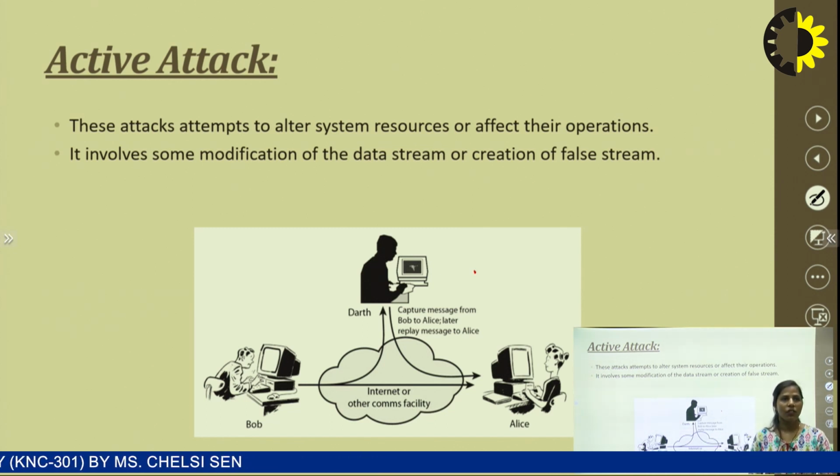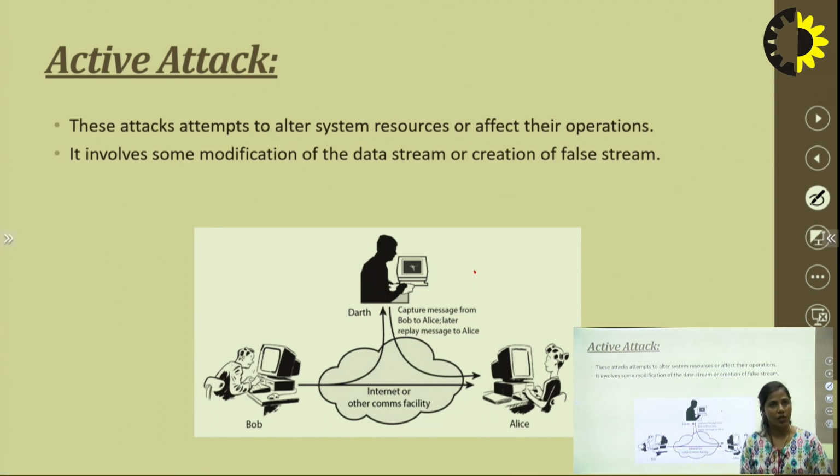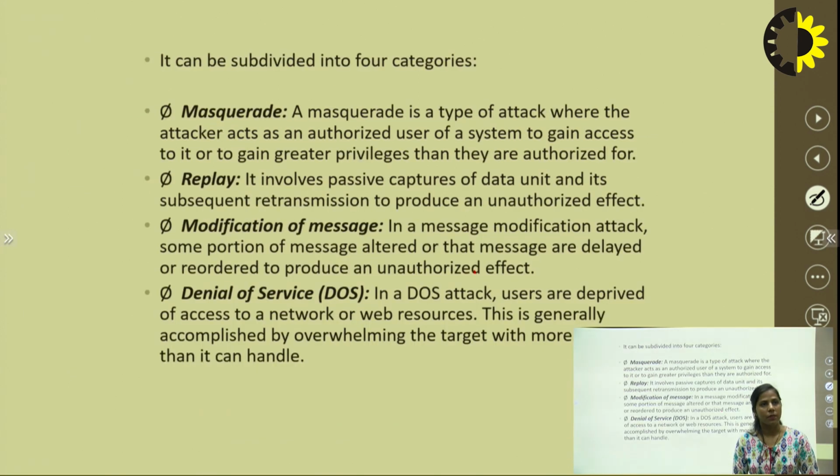So in an active attack, the person first accesses the information, then attempts to alter the system resources and their operation. He or she can modify the data streams, creating a false stream, so false data can be communicated in between. So this is the active attack. The person not only tries to access the data, but can alter the data or the system resources also.